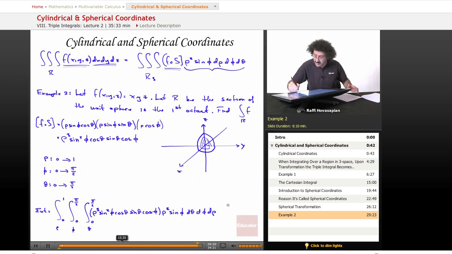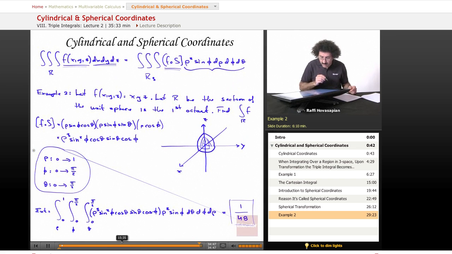That's it. When you put this into your mathematical software, you end up with 1 over 48. That's all. Straight, simple. You just need to be able to take a look at a particular region and try to express that region, in this particular case, in spherical coordinates, and decide this part right here. What's going to be happening? Rho is going to go from what to what? Phi is going to go from what to what? Theta is going to go from what to what?